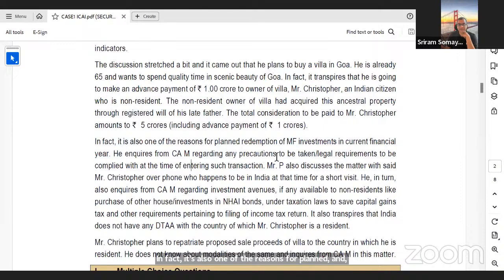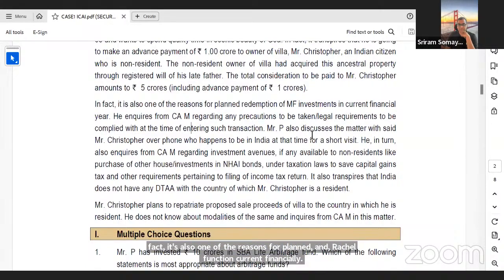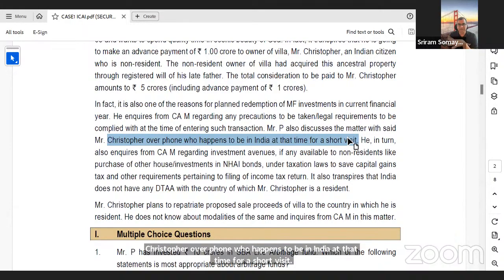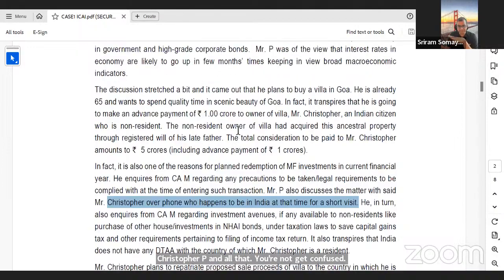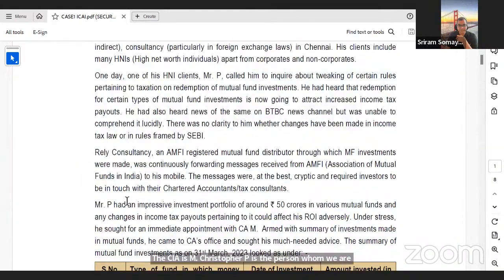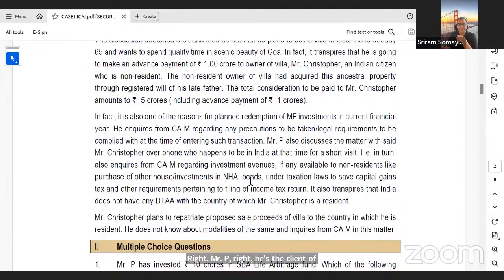He inquires from CAM regarding precautions to be taken or legal requirements to be complied with at the time of entering such a transaction. Mr. P also discusses the matter with Christopher over phone, who happens to be in India at that time for a short visit. So, see, they have purposely given all these names, M, Christopher, P, and all that. You should not get confused. The CA is Mr. M. Mr. P is the person whom we are talking to, the client of Mr. M, right? Then Christopher is the person who's selling the villa, right? Fair enough. Shivtej, you want to take it from here?